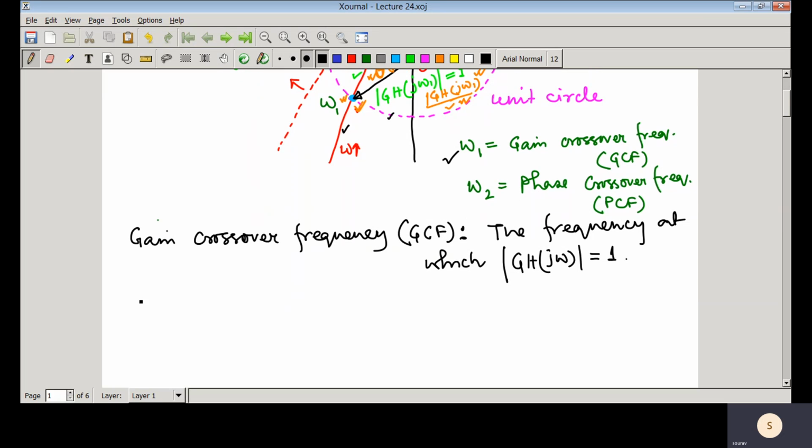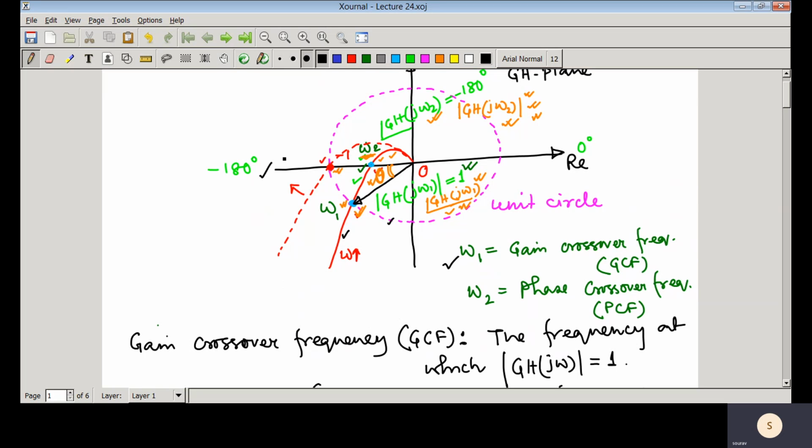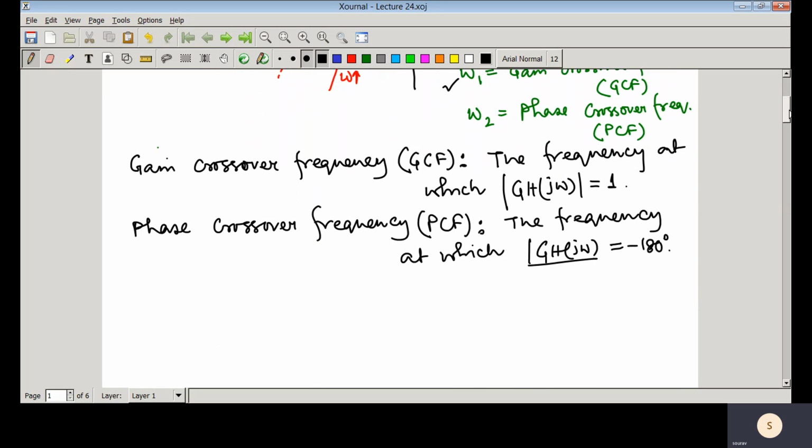So then what is phase crossover frequency? Phase crossover frequency is called PCF. This is the frequency at which the phase of the loop transfer function would be equal to minus 180 degrees. That means this is the frequency where it crosses the negative real axis that we have discussed here. That negative real axis is the minus 180 degree point, and here we have seen that W equal to W2. So this is the point where it crosses minus 180 degrees, and this frequency is called phase crossover frequency.